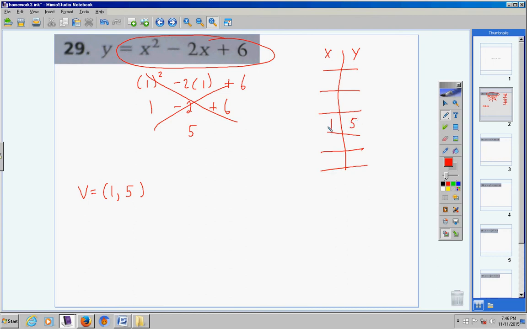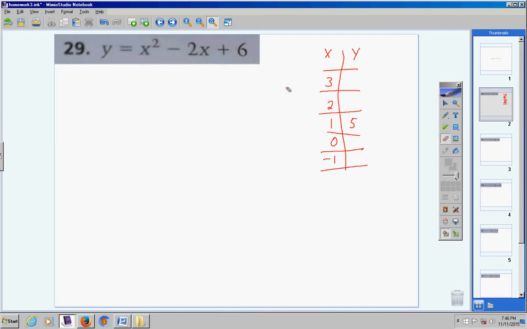Now, if I've got a 1 here, we'll go up: 2, 3, and then go down: 0, -1. So now I've got to substitute these values in for x. For x, I'm going to substitute 3. 3 times 3 is 9. -2 times 3 is -6. +6. So I'm going to put a 9 right here.